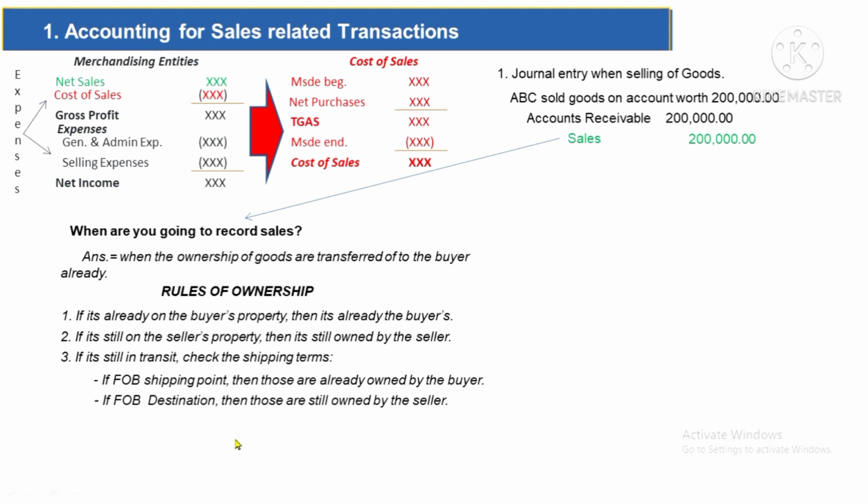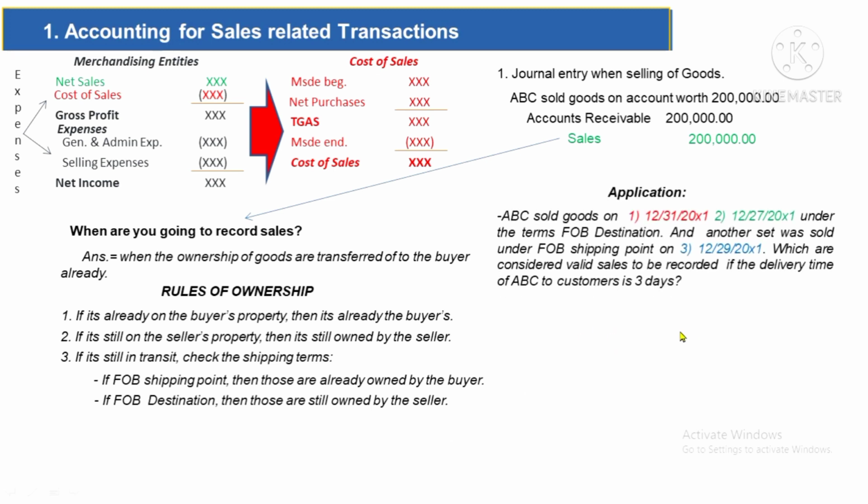But if the term is FOB Destination, then the goods in transit are still owned by the seller, because the shipping term means the title of the goods is only transferred upon arrival of the goods at the destination. And if you are the seller, you cannot consider those goods as sold yet. So that's it for the transfer of ownership of goods. But is it really important, sir? Let's find out by considering this illustrative problem.